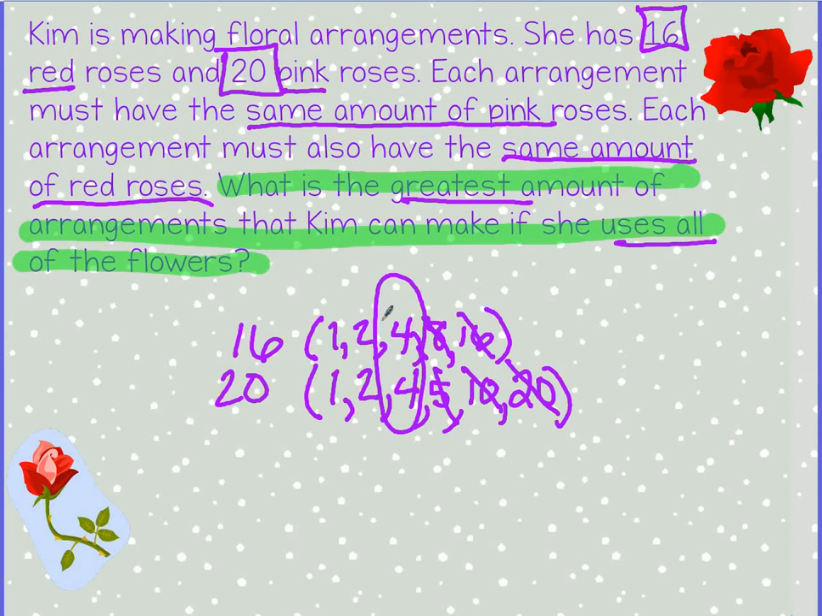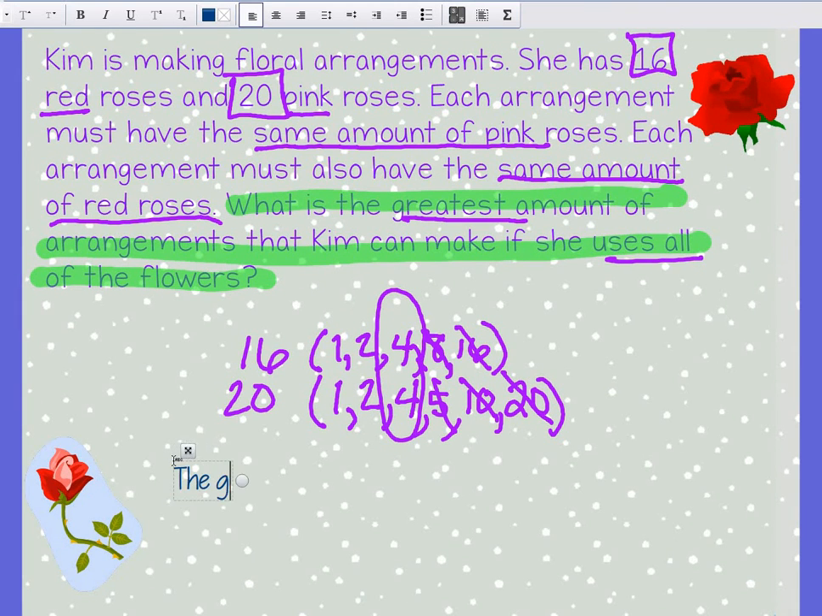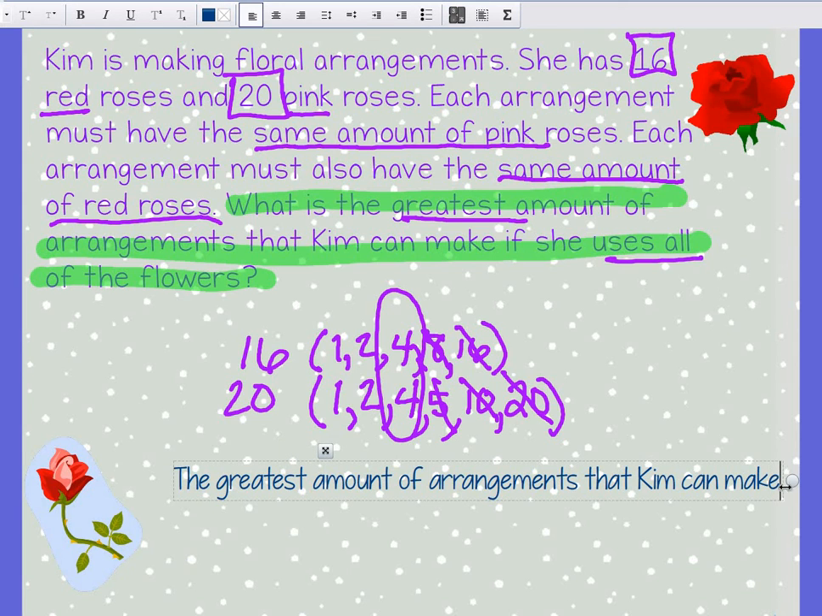But it can be 4. So the greatest amount of arrangements that Kim can make is 4 arrangements.